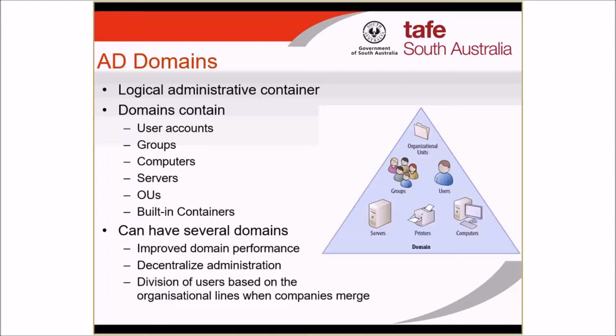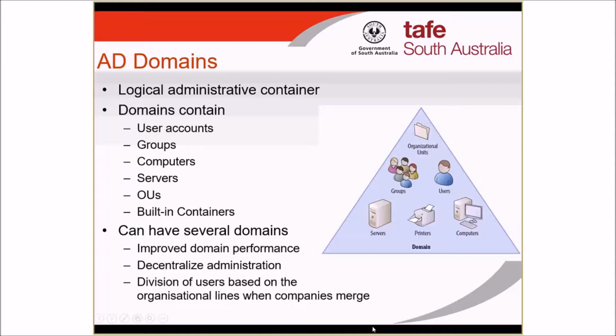So what we can do, because of these organizational units in Active Directory, we can create these different departments, and we can create different domains that combine together to make an Active Directory tree. And we can actually delegate administration to these organizational units or other domains, so that instead of one person looking after this whole big giant thing, we can have smaller areas where people are in charge. And we can also use it as a division of users based on organizational lines when companies merge.